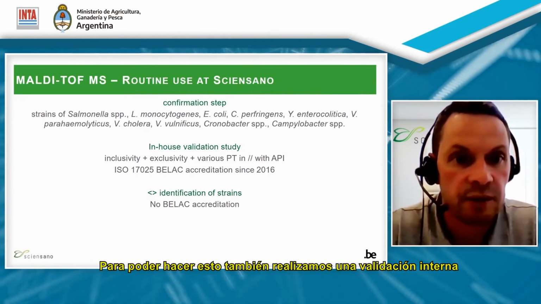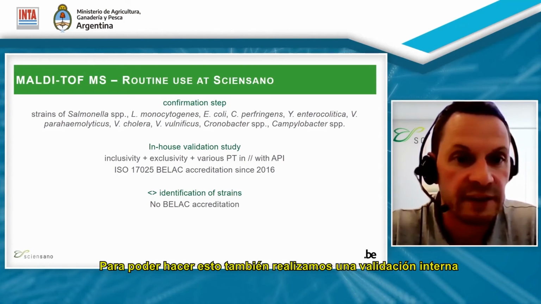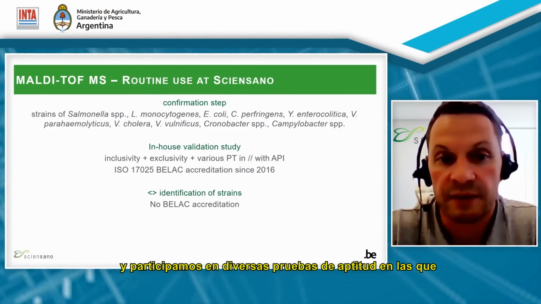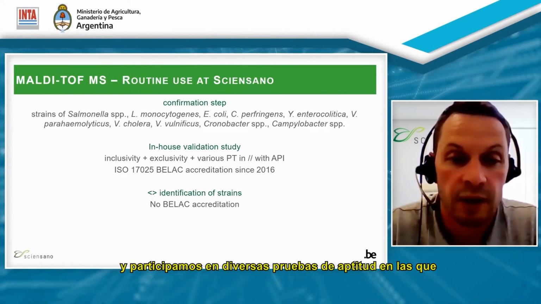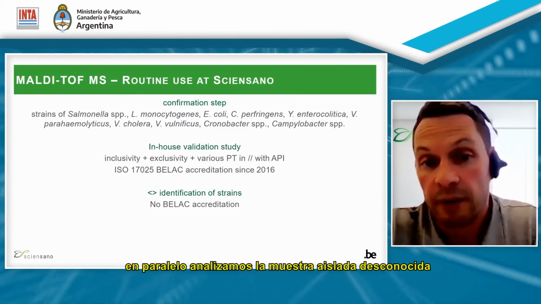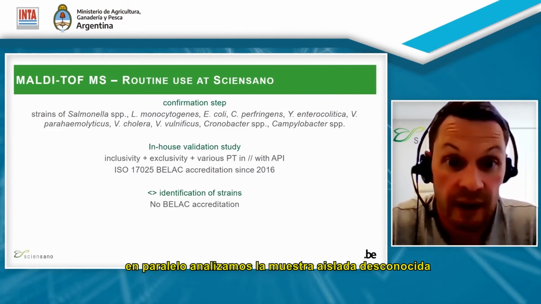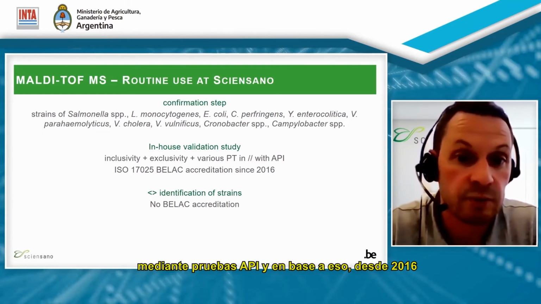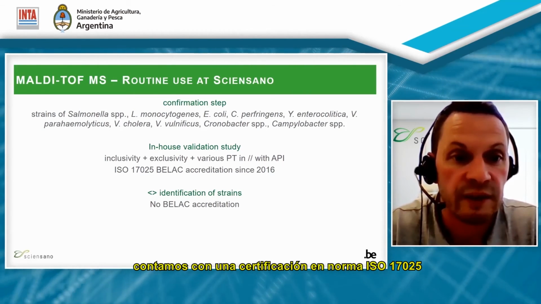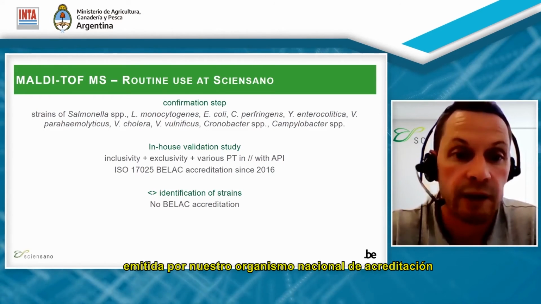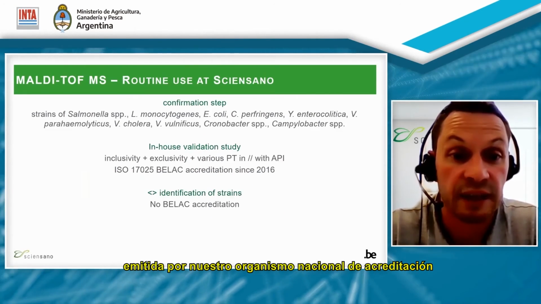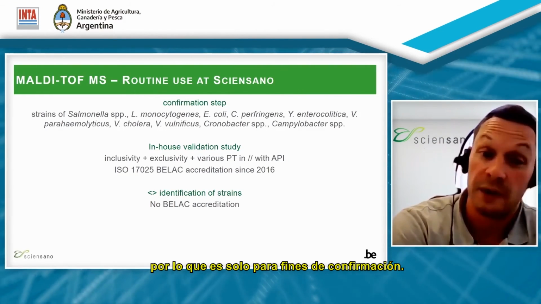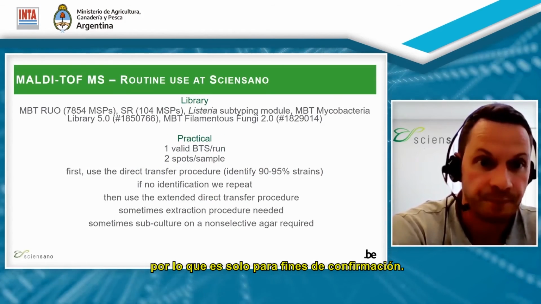To be able to do this, we also performed an in-house validation, including inclusivity and exclusivity. We participated in various proficiency tests in which we, in parallel, analyzed the unknown isolates using API tests. Based on that, since 2016, we have been ISO 17025 accredited by our national accreditation body. For identification, we are not accredited, so it's merely for confirmation purposes.